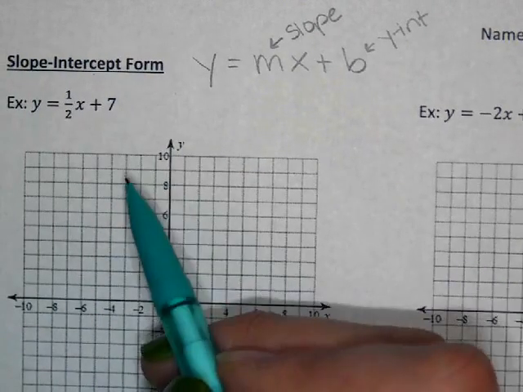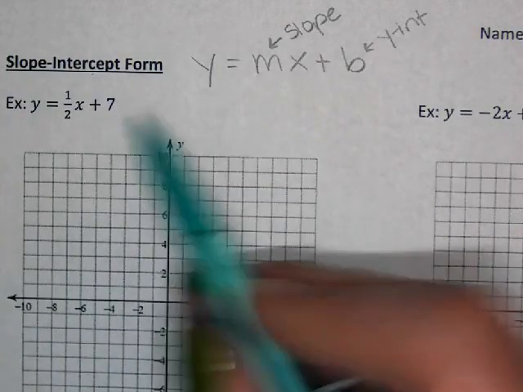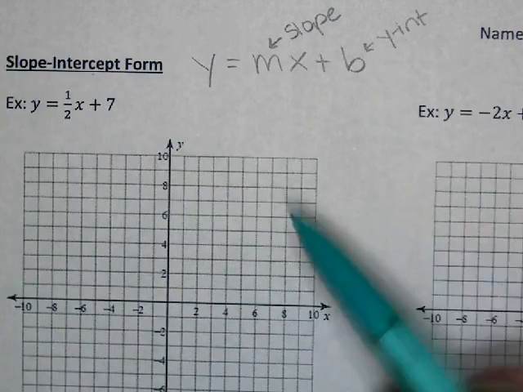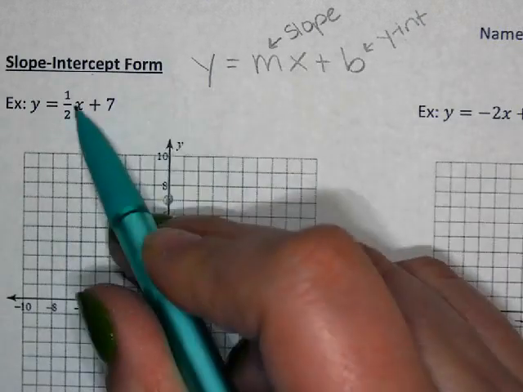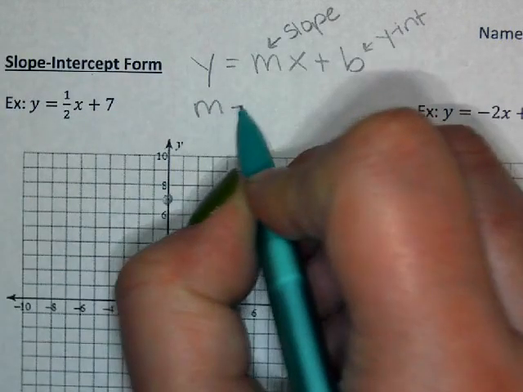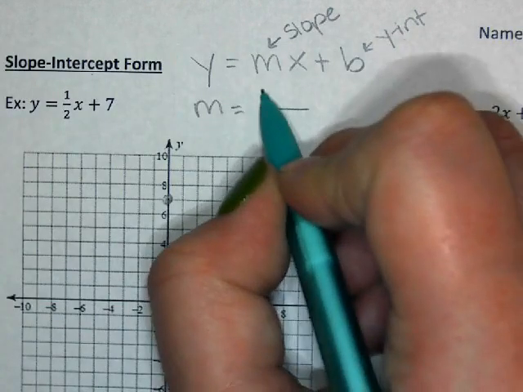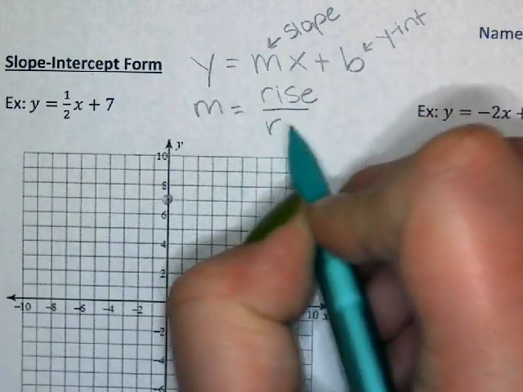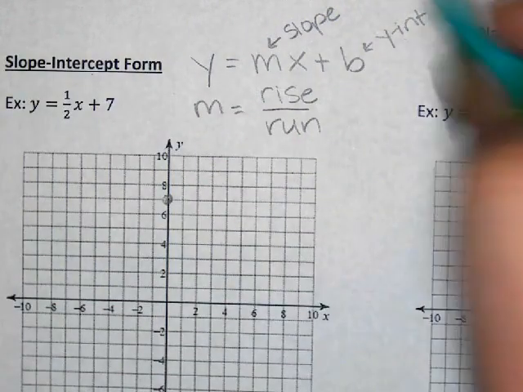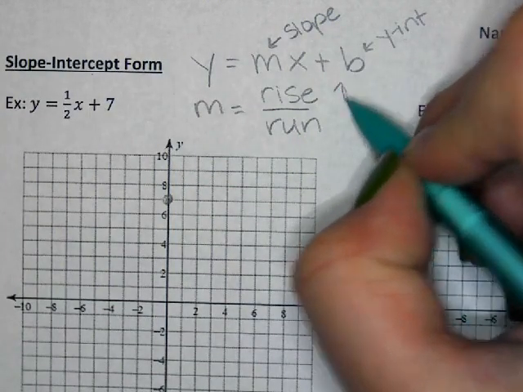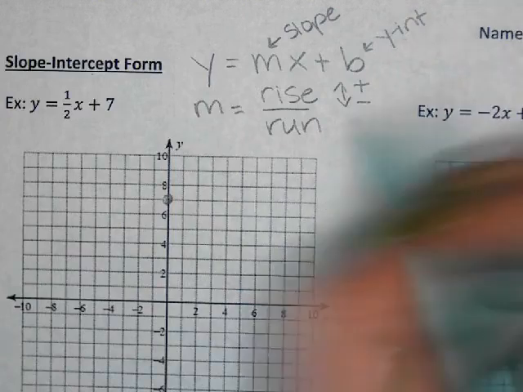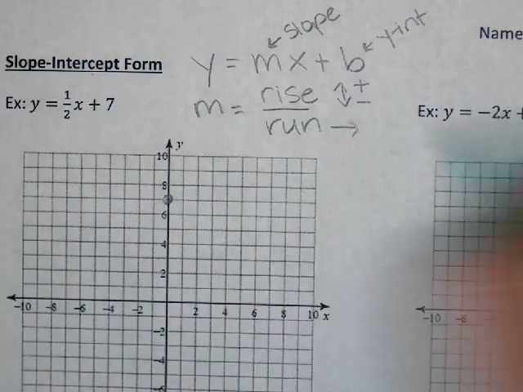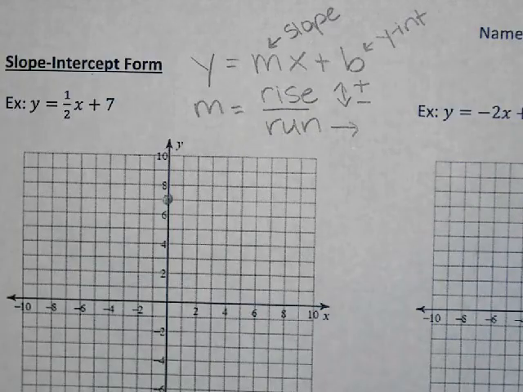So if we look at the first example, 7 is the y-intercept, so we're going to put 7 on the y-axis. And then the slope is often written as a fraction, and it is rise over run. So the top number tells you how far to go up or down. You go up if it's positive, you go down if it's negative. The bottom number tells you how far to go to the right. We're always going to go to the right unless we run out of space and we have to go backwards.